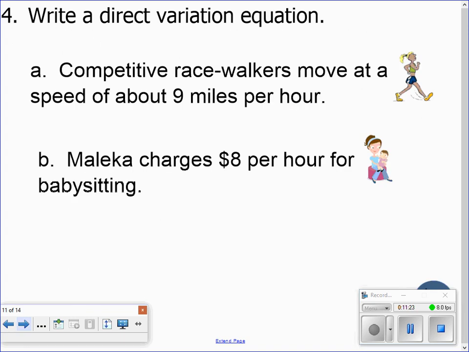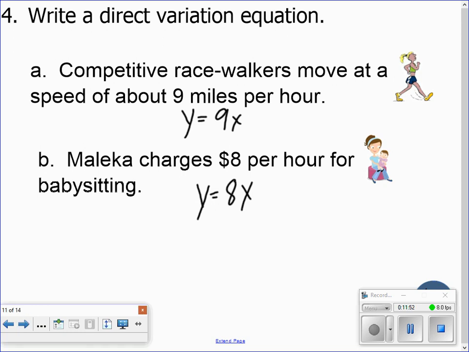For looking at direct variation from the equation, we have competitive race walkers who move at a speed of about 9 miles per hour. These problems are pretty simple. Y equals 9x. This is the distance, equal to 9 miles per hour. So you're just writing the rate. The 9 per hour is the rate. When we look at Michaela, who charges $8 per hour, again, this would just be y equals 8x. The per hour part would be the direct variation equation.